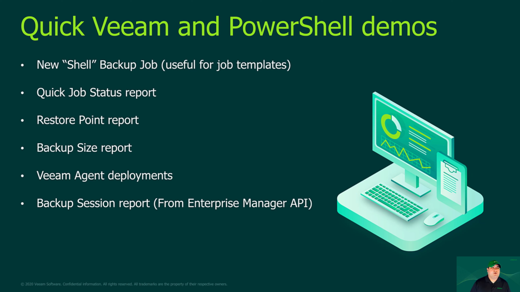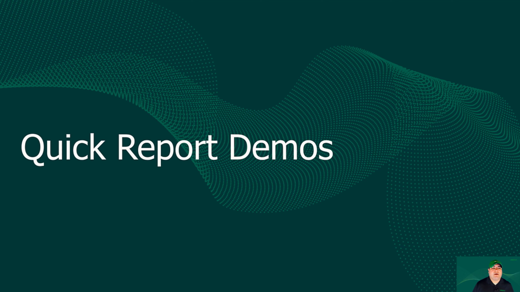Initially here, I'm going to cover a new shell backup job, basically a job template, very handy for a lot of things, especially some of the stuff we're going to be testing here. I'm going to cover a few reports, one for a quick job status, one for restore points, one for backup size. I'm going to give a walkthrough of some standard Veeam agent deployments just so people understand that process. And then we're going to dig into a backup session report, which is actually going to be PowerShell leveraging the Enterprise Manager API. So let's get started with the demos.